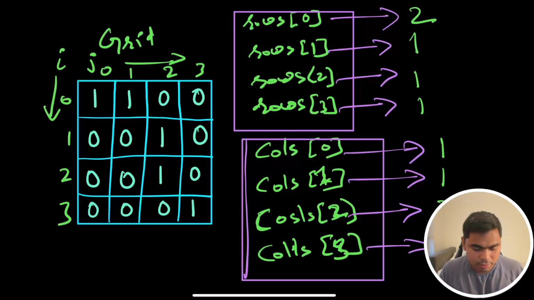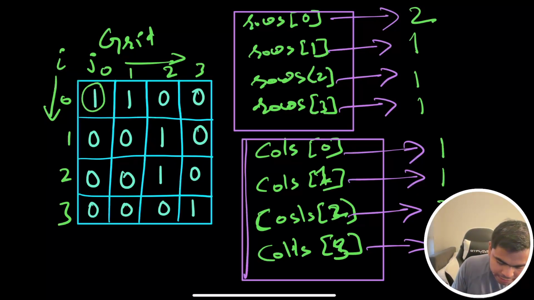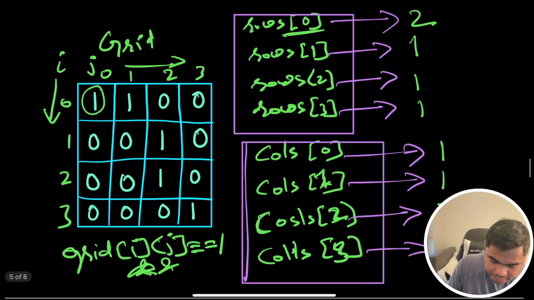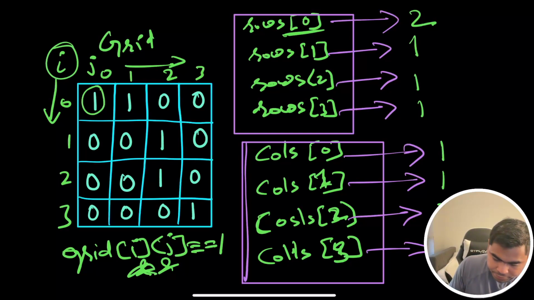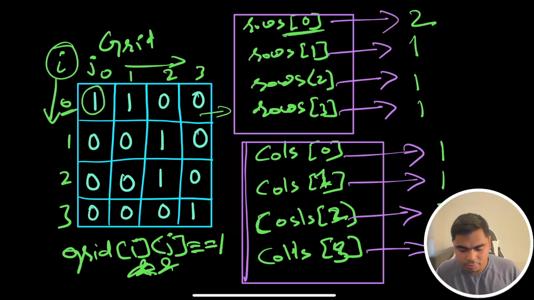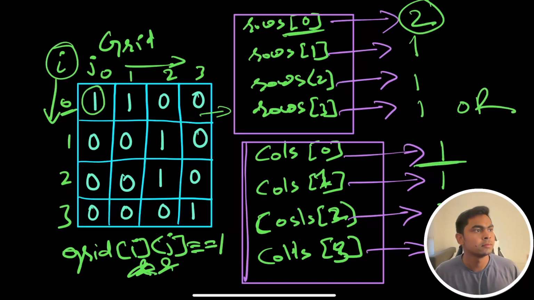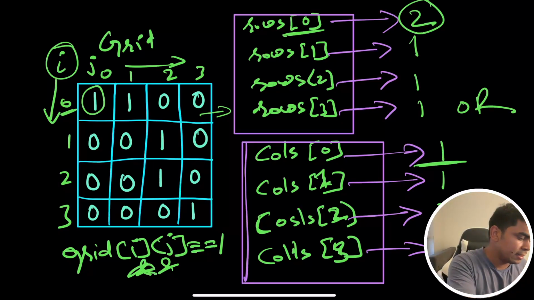Now the second pass. In the second pass, I will check if grid[i][j] is equal to 1, and either the row at i is greater than 1, or the column is greater than 1. Now we understand completely. I'm not going to make it more messy. Let's jump into the code directly.